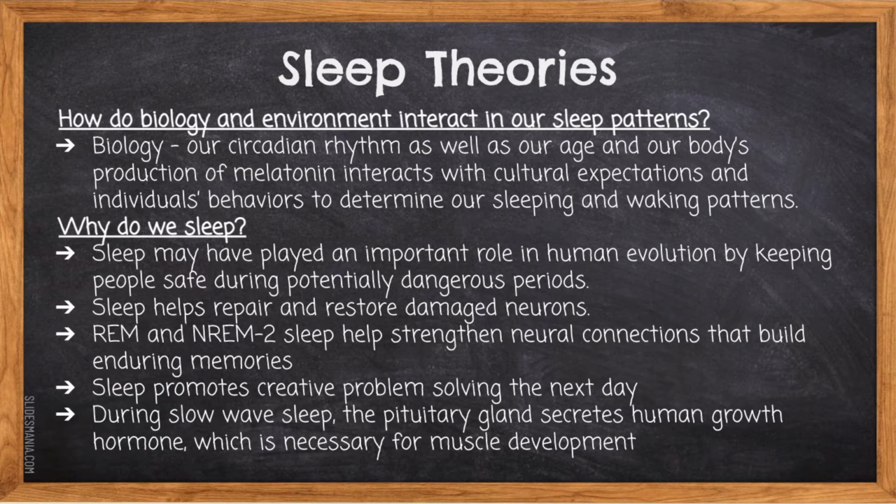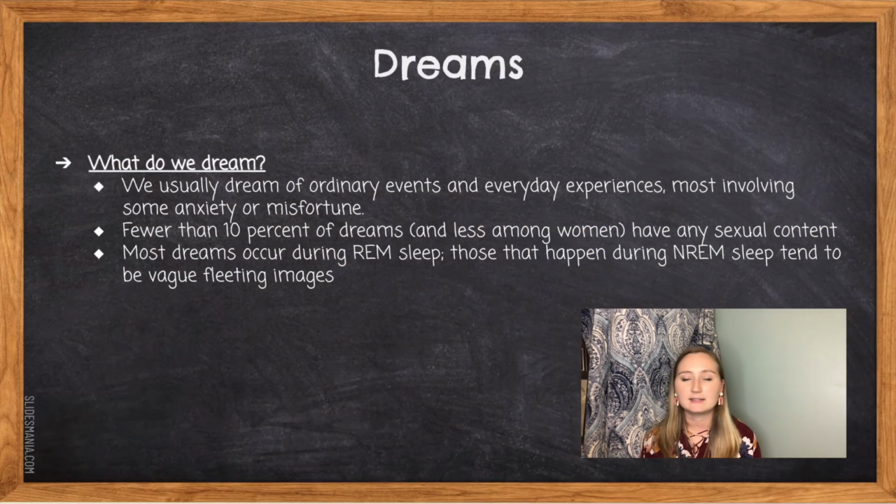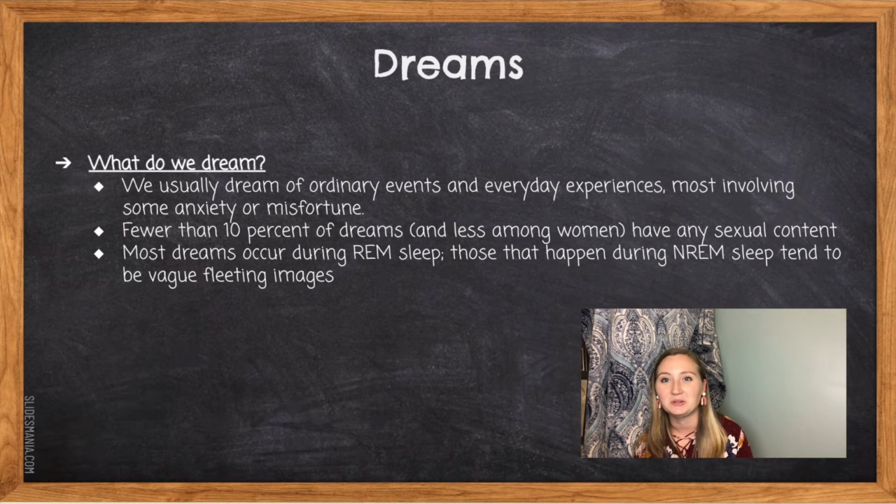All right, now, why do we dream? We usually dream of ordinary events and everyday experiences, mostly involving some anxiety or misfortune. So if you got into a fight with someone at school, or just an argument, or you feel like a teacher is mad at you, that thing can creep into your brain at night, right? And so you'll have a dream about it.